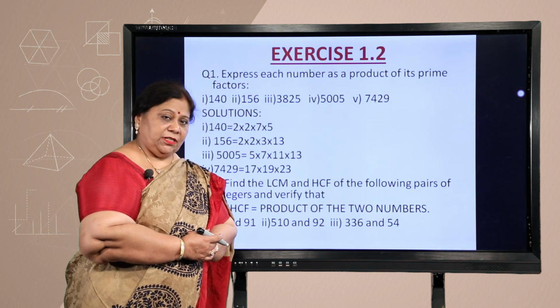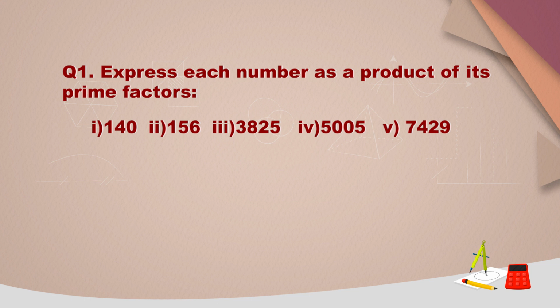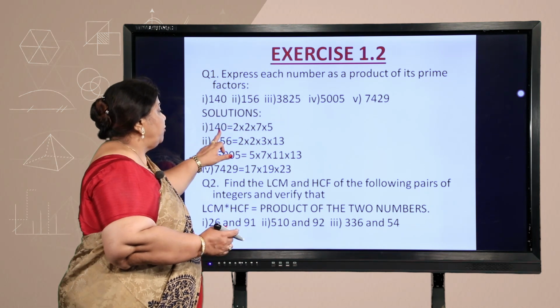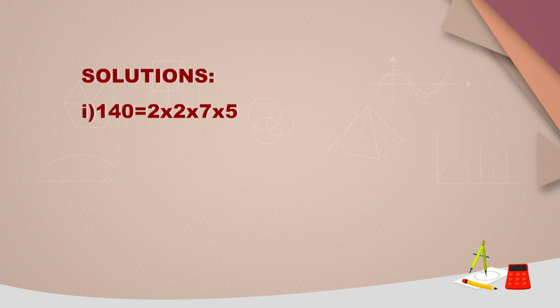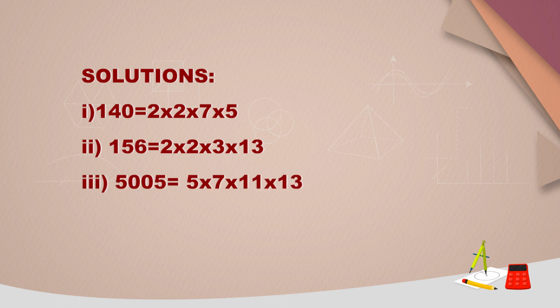What does the first question say? Express each number as the product of prime factors. 140: we can see here 140 can be written in the form of factors as 2 into 2 into 7 into 5. Here 156 can be written as 2 into 2 into 3 into 13. Likewise, 5005 can be written as 5 into 7 into 11 into 13.